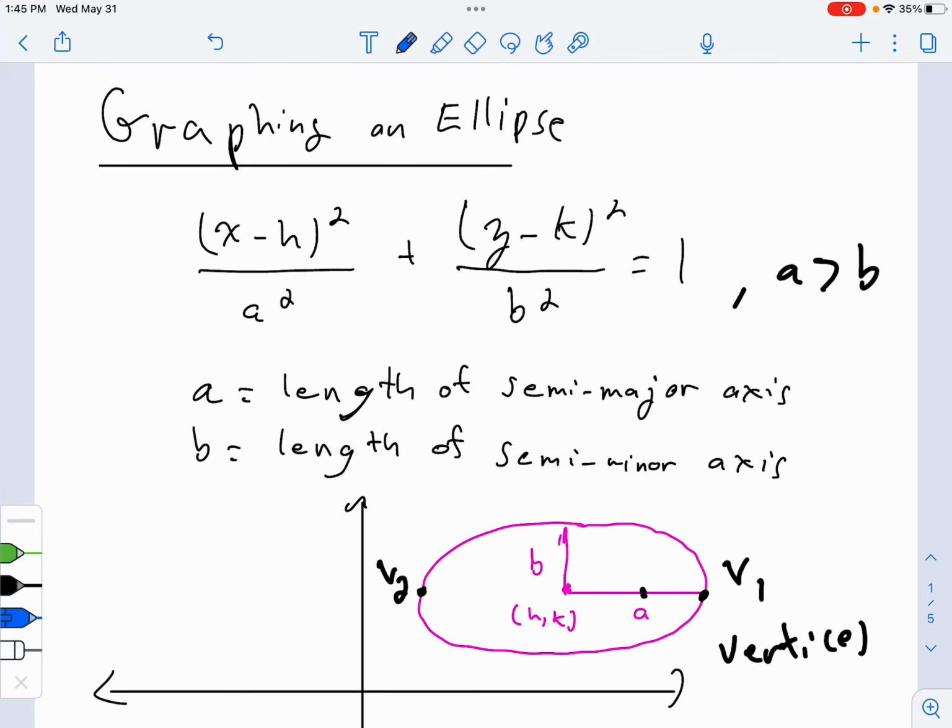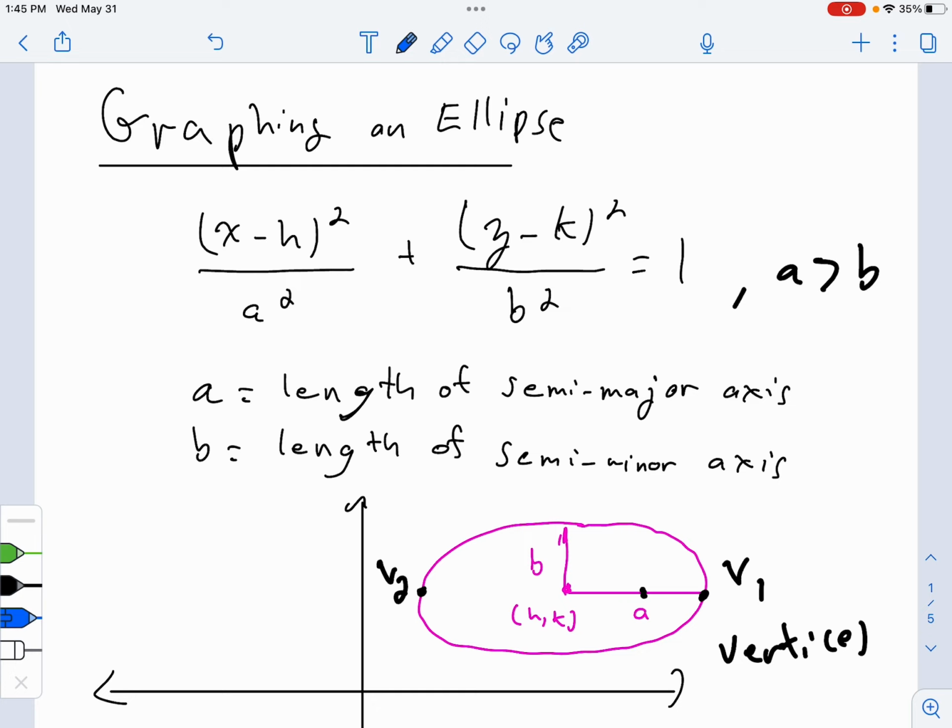All right, so today we'll be going over a brief lesson on graphing an ellipse. The equation you see, quantity x minus h squared over a squared plus quantity y minus k squared over b squared equals 1, where a is greater than b, is one of the standard equations we have for an ellipse. If you get your equation in this form, you can go ahead and graph the ellipse fairly easily.